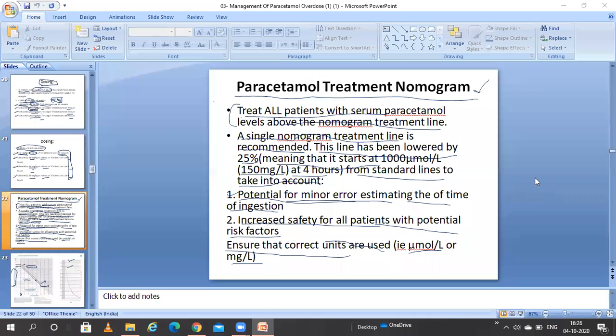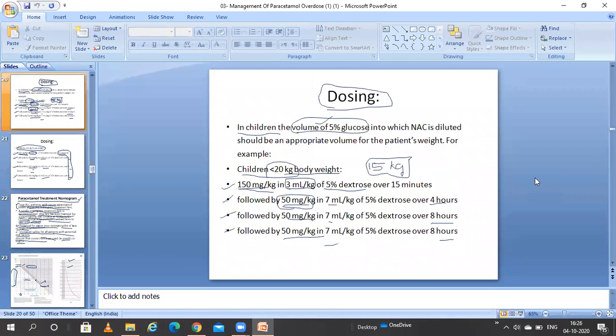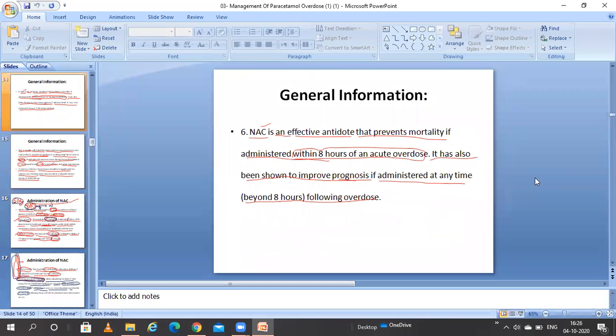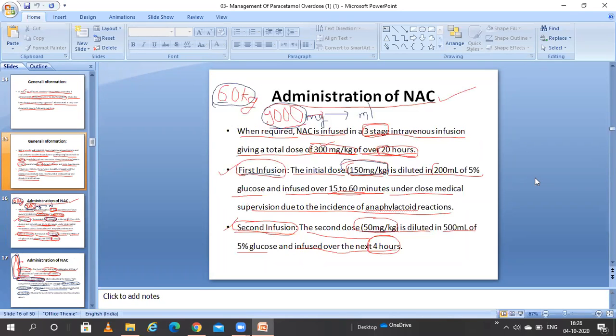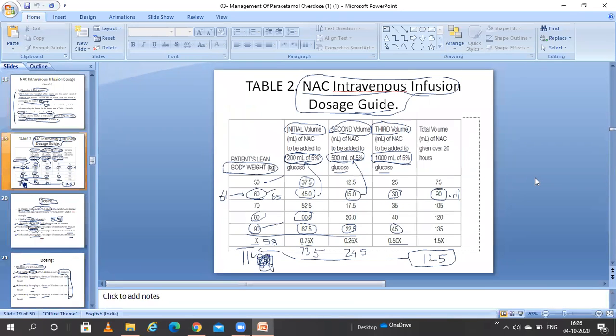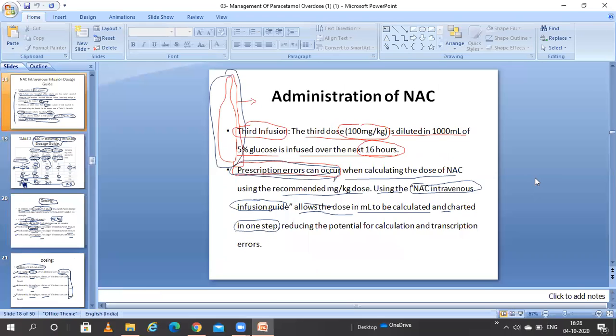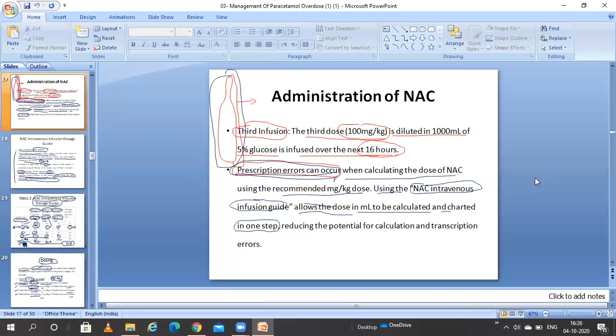Okay, so in the last session, we have completed paracetamol poisoning, signs and symptoms, and intentional and suicidal poisoning of paracetamol. And when we are going to administer the NAC, N-acetylcysteine, that is a very important antidote, and the time is very important. Then we have seen that the NAC infusion is given in 3 stages: stage 1, 2, and 3.